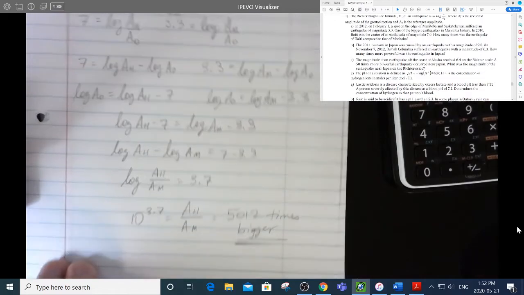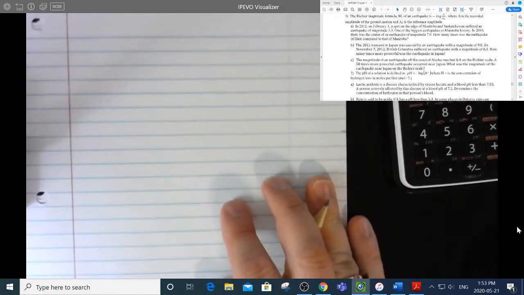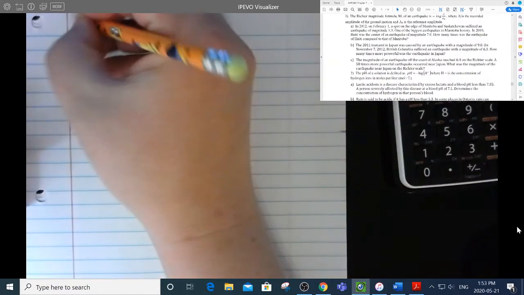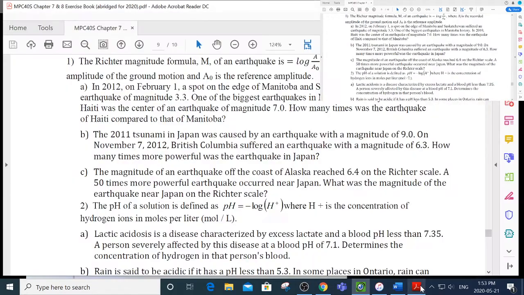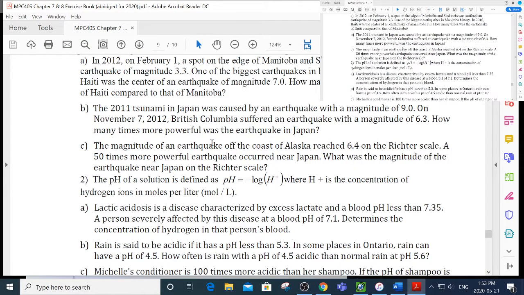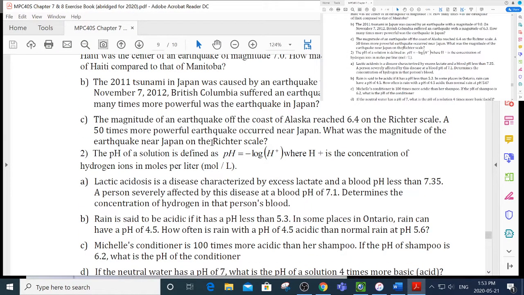Okay, so let's move on to 1B. Do that one. Okay, so let me see here. There we go. So 1B. And 1B is a similar one, the 2011 tsunami. Let's take a look at the question here. The 2011 tsunami in British Columbia, or sorry, in Japan was caused by an earthquake with a magnitude of 9.